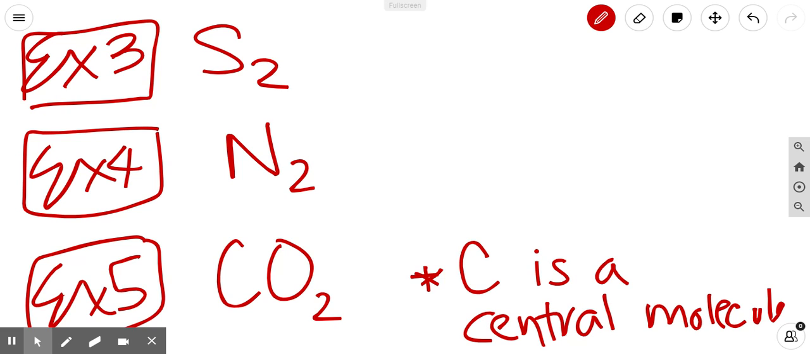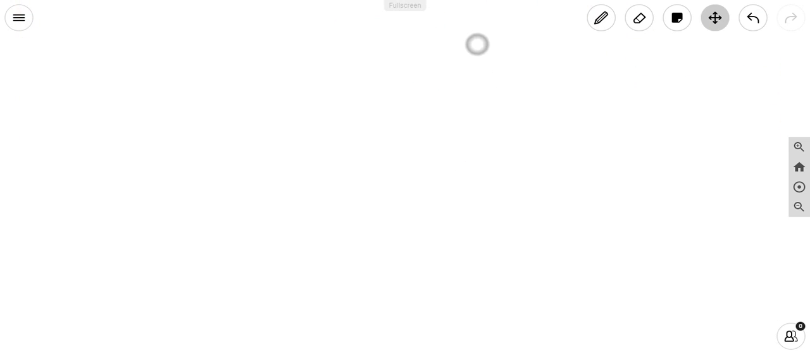Good morning. Today we're going to continue drawing covalent compounds, and we're going to first start with checking the assignment from yesterday. So we'll start with checking example 3, 4, and 5. Okay, so example 3 was S2.